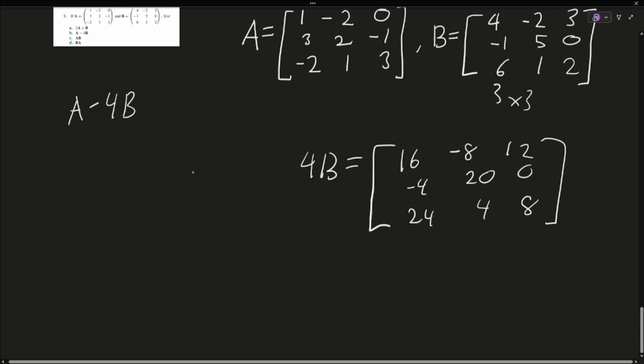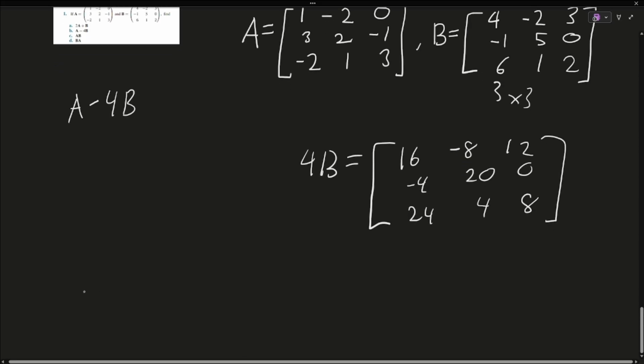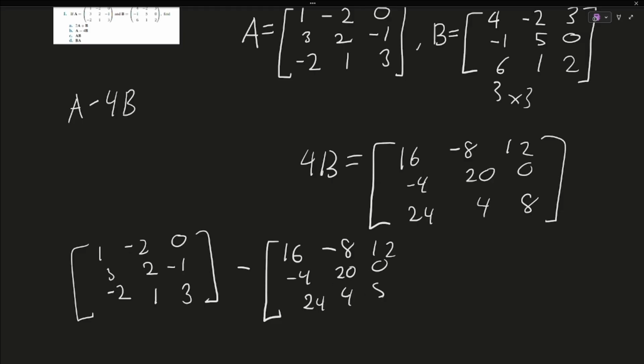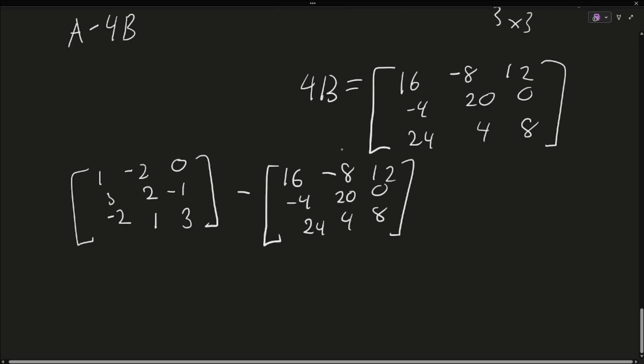And we were asked to find A minus 4B, and A was 1, -2, 0, 3, 2, -1, -2, 1, 3, and minus this matrix 16, -8, 12, -4, 20, 0, 24, 4, and 8. Well, when you subtract matrices, we're just going to multiply this negative with everything inside in an imaginary way, and you're going to basically add or subtract depending on the sign.